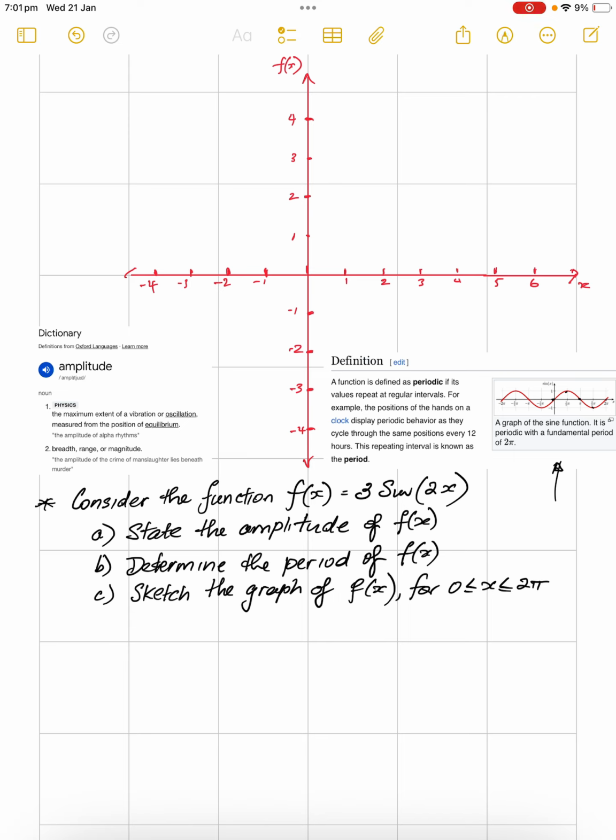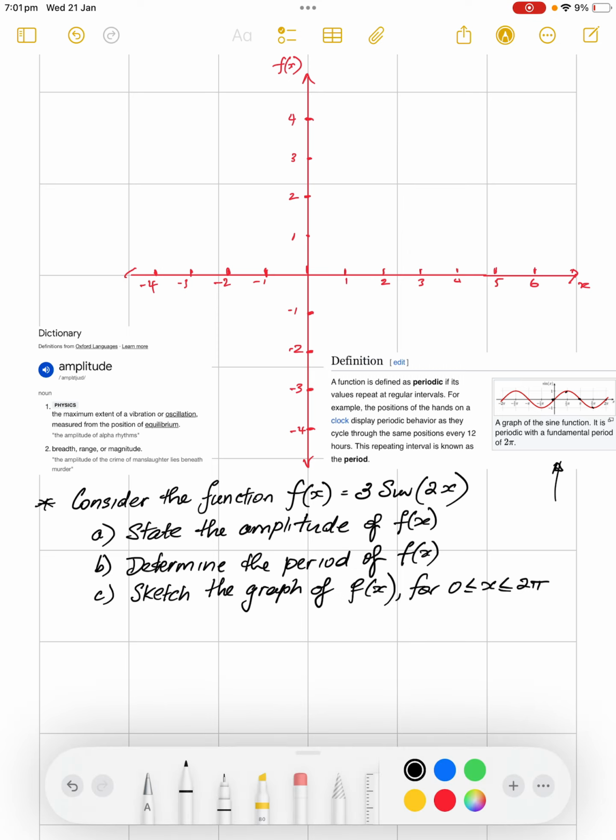But the question says, what is the amplitude? This question has a number in front of sine, and that is the amplitude. Normally, if it's 1, like y equals sine 2x, that amplitude would simply be 1.